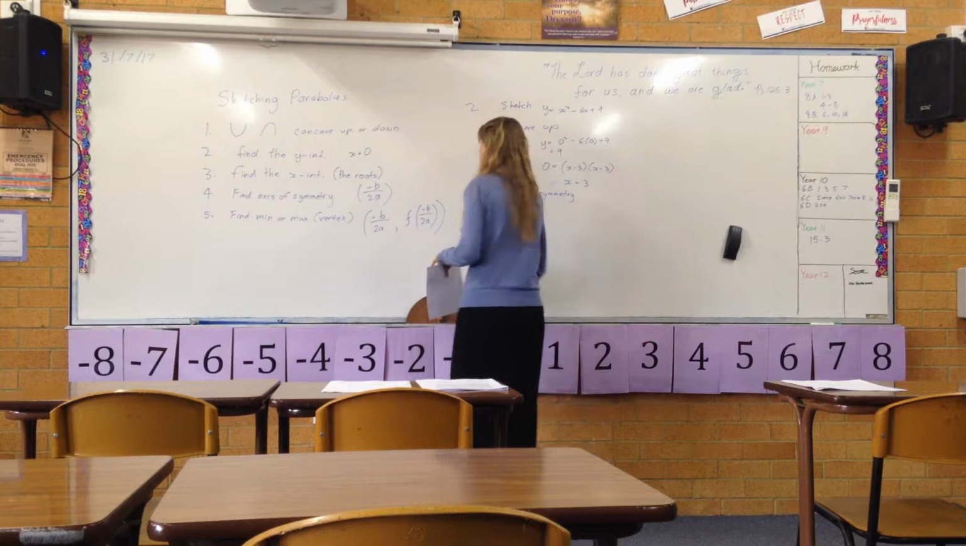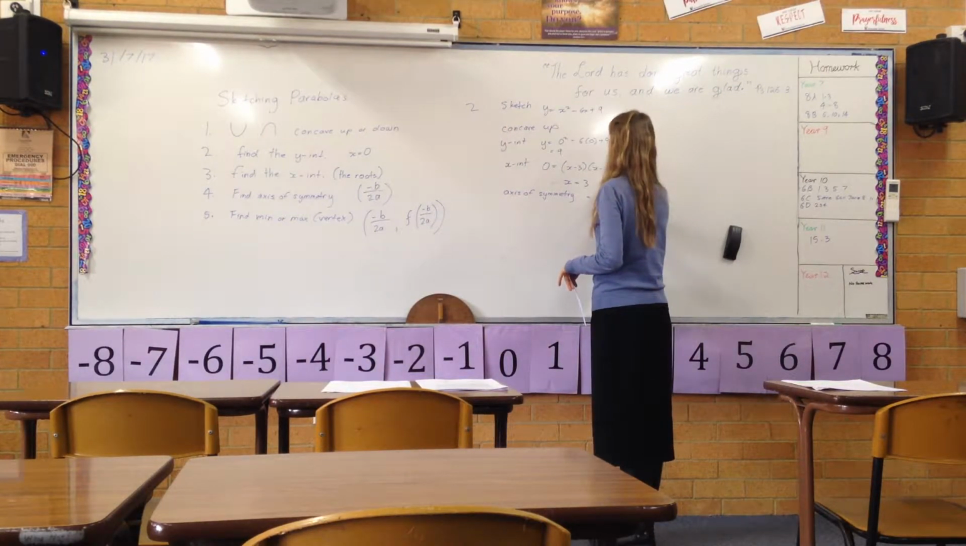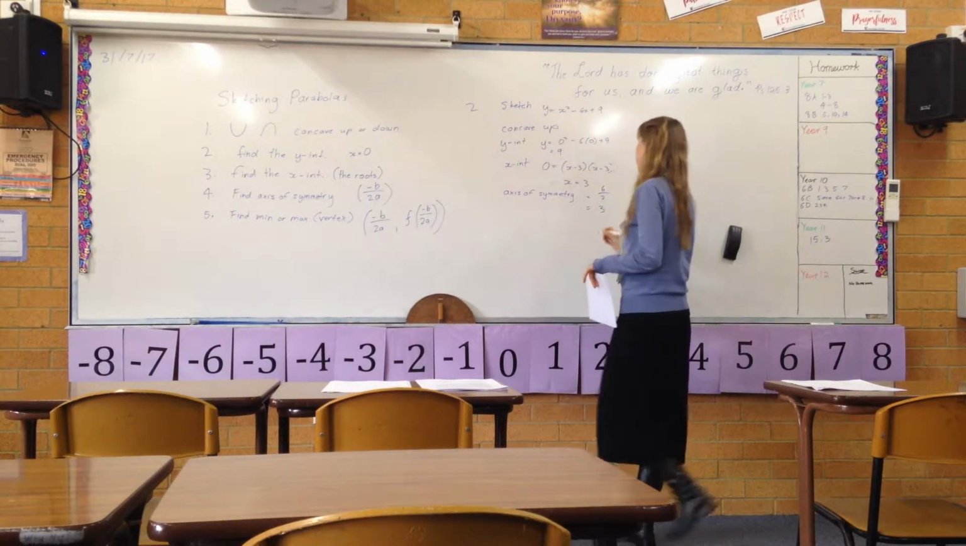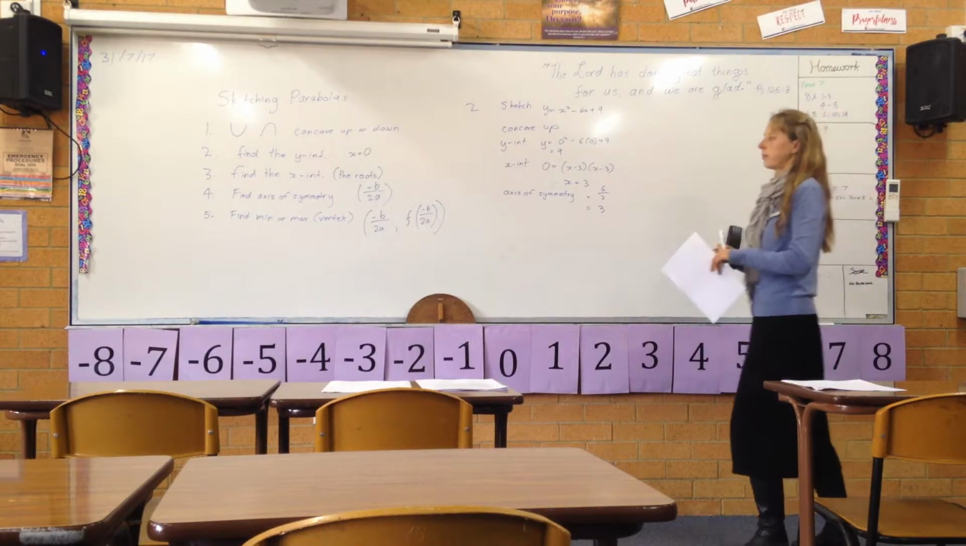Axis of symmetry, which is minus b on 2a. So equals minus b, which is 6, on 2a, which is 2. So axis of symmetry is 3. Huh, same as your x-intercept.